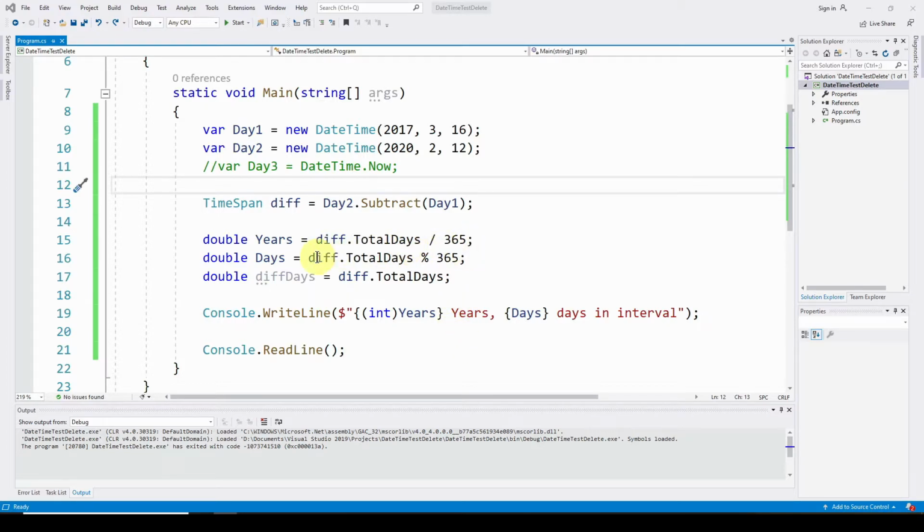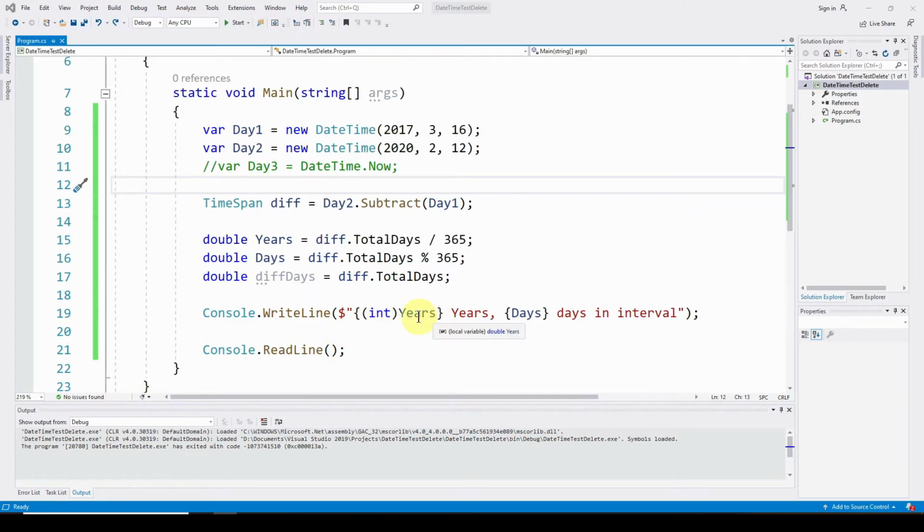So now let's say we want to calculate how many years and how many days remaining. We know it's going to be about 2 years and then maybe 9/10 of a year, which is 300-something days. There's a bunch of ways to do it, but I have my double years equals the time span total days divided by 365, and that will give us the 2.91. To find out the days, I've taken that same total days, which is 1,063, and done a modulus to get the remainder.